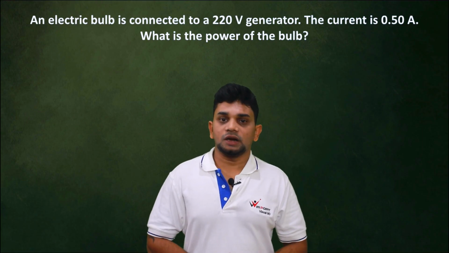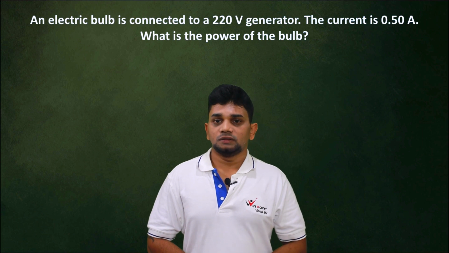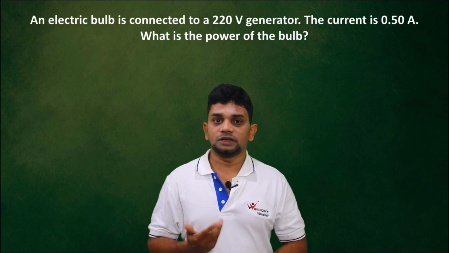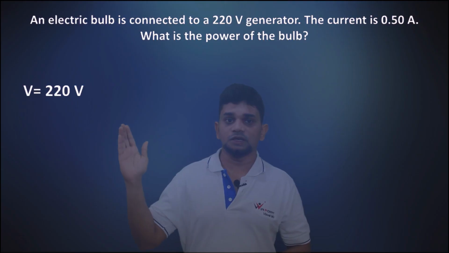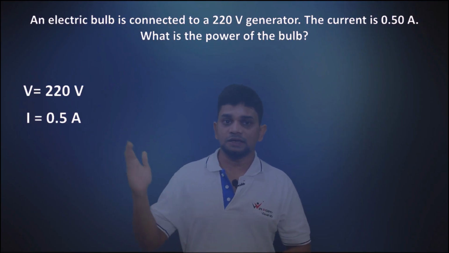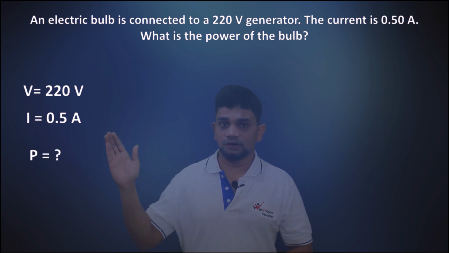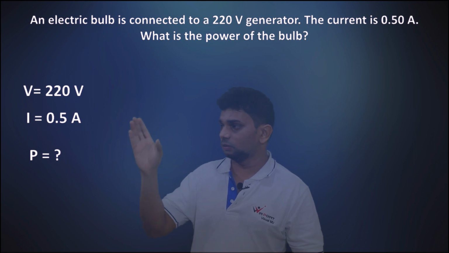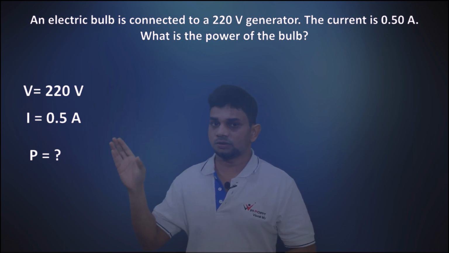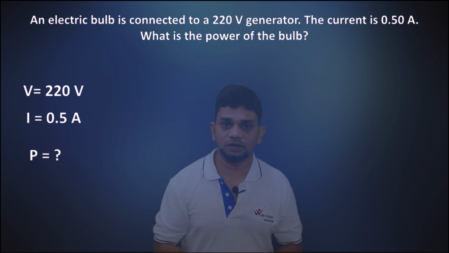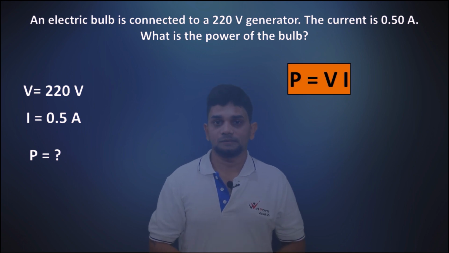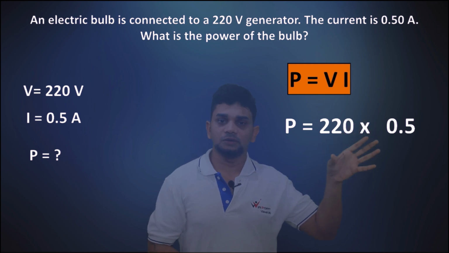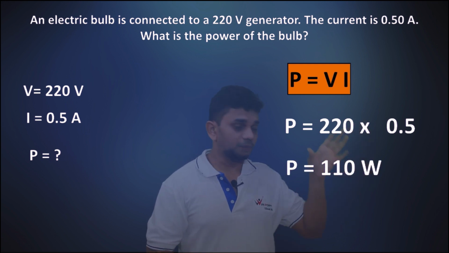An electric bulb is connected to a 220 volt generator. The current is 0.5 ampere. What is the power of the bulb? First we need to write the given values. The given values are V equal to 220 volt and I equal to 0.5 ampere. We need to find the power. Which equation can we use here? P is equal to VI. We are just substituting all the values. P equal to 220 into 0.5, it is 110 watt. That is the power of the bulb.